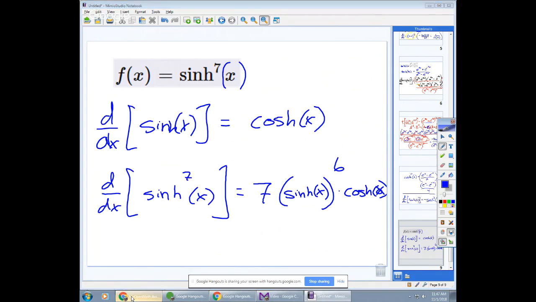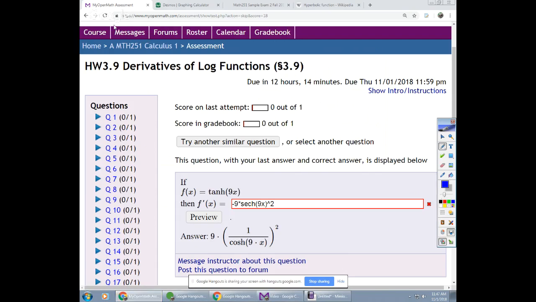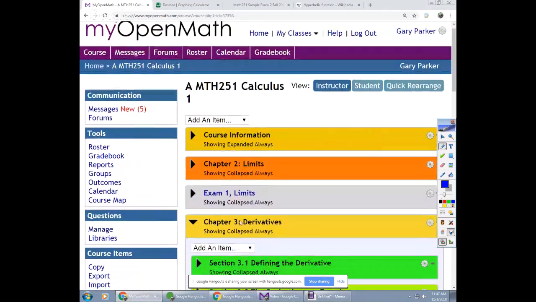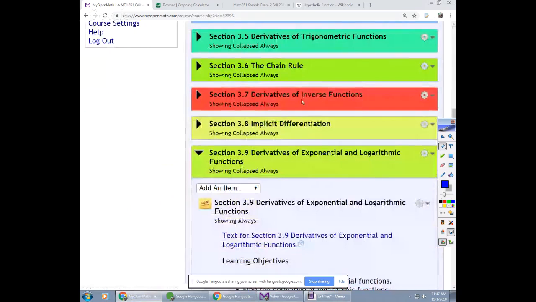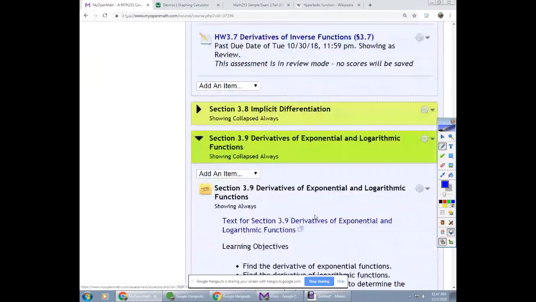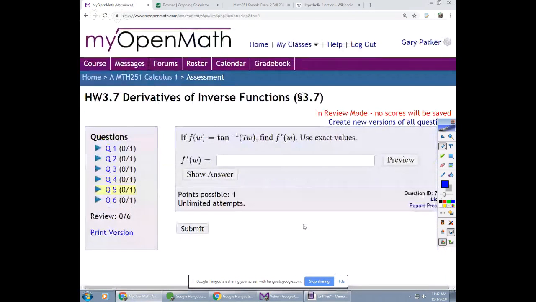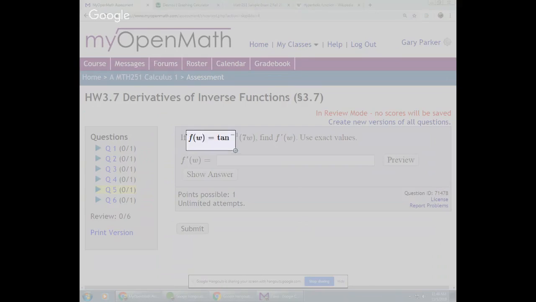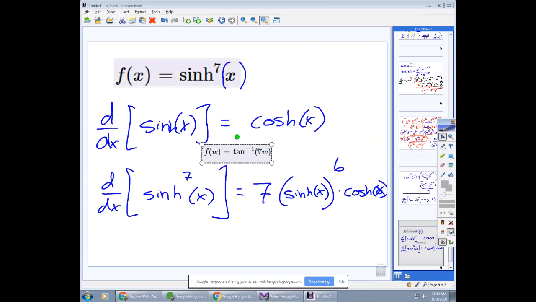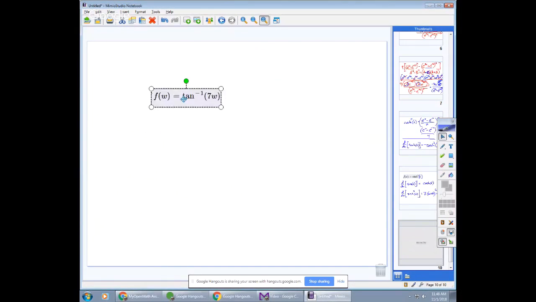Okay, let's see. I had a question from somebody else. 3.7, no, 3.8? 3.7, I think it was. Number 5, was it? All right, let's take a look. Use exact values. You guys help me through this? Sure. You can do it in 2 minutes.